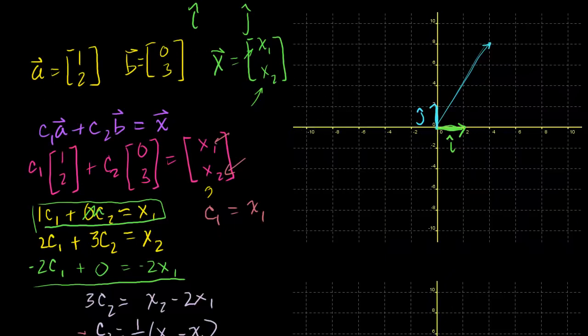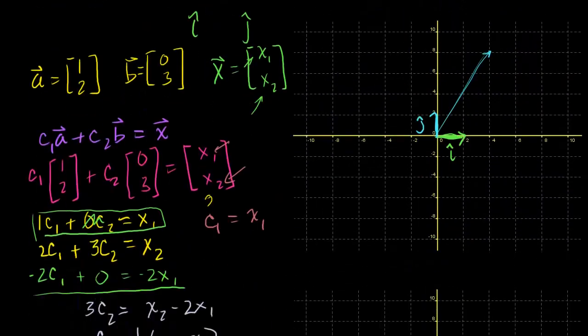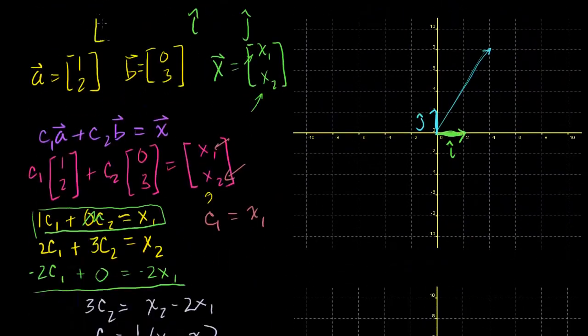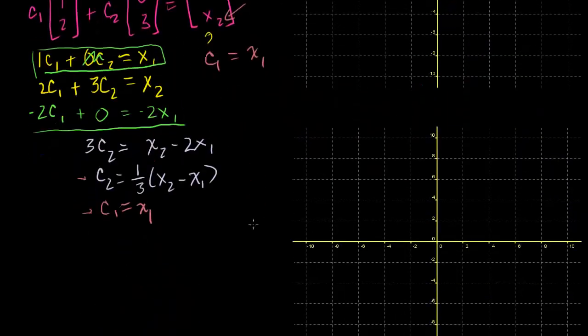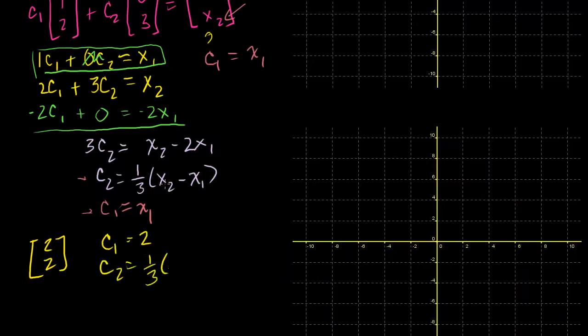If you say, OK, what combination of A and B can get me to the point, let's say I want to get to the point, let me go back up here. Well, it's way up there. Let's say I'm looking to get to the point 2, 2. So x1 is 2. Let me write it down here. Say I'm trying to get to the vector 2, 2. What combinations of A and B can get me there? Well, I know that c1 is equal to x1, so that's equal to 2. And c2 is equal to 1/3 times 2 minus 2. So 2 minus 2 is 0. So c2 is equal to 0.